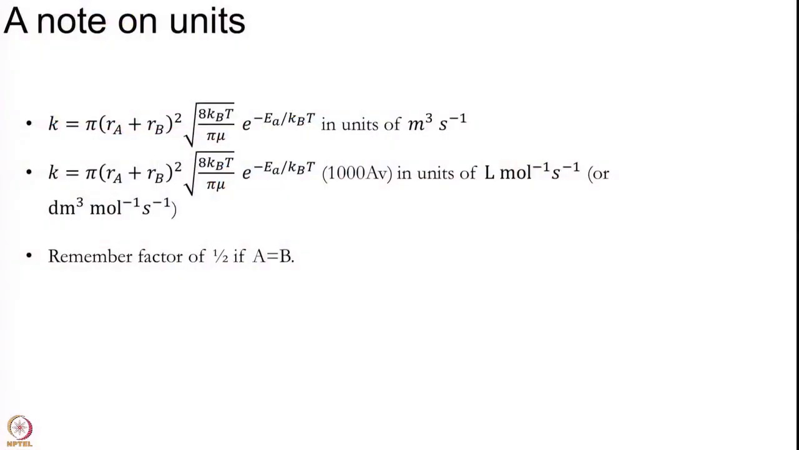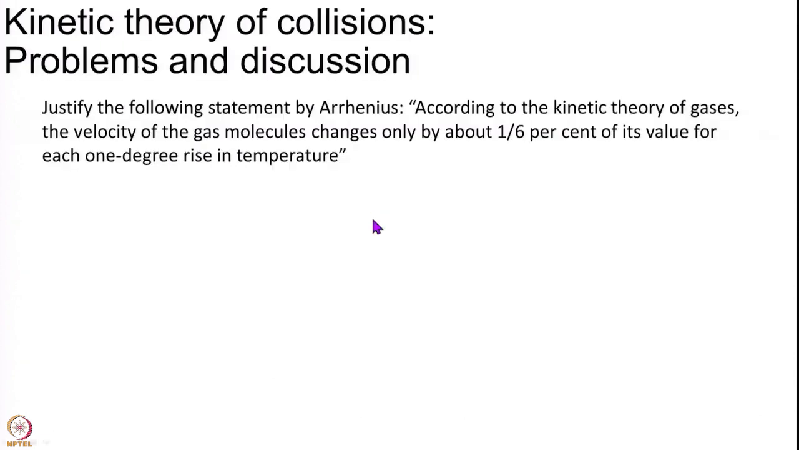Okay. So, in summary, what we have is the original expression that we had derived here, which is basically in meter cube second inverse. Now, if I multiply that by 1000 into Avogadro number, I will get liter mole inverse second inverse, which is the same as dm cube mole inverse second inverse. And always remember, if my bimolecular reaction has A equal to B, then I must multiply by a factor of half. So, with that, let us start solving problems.